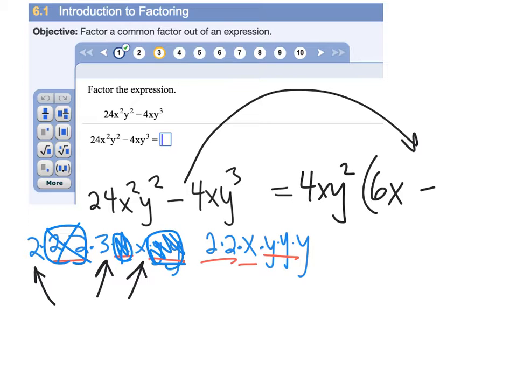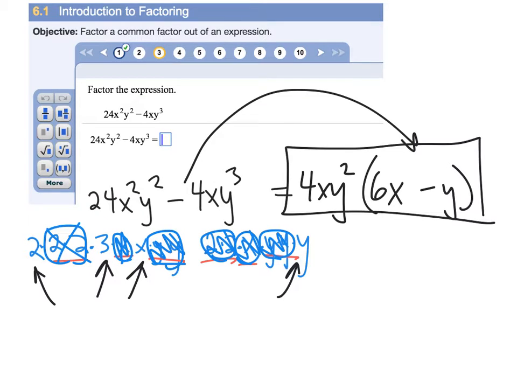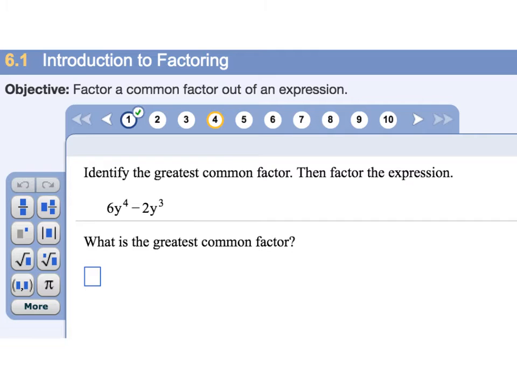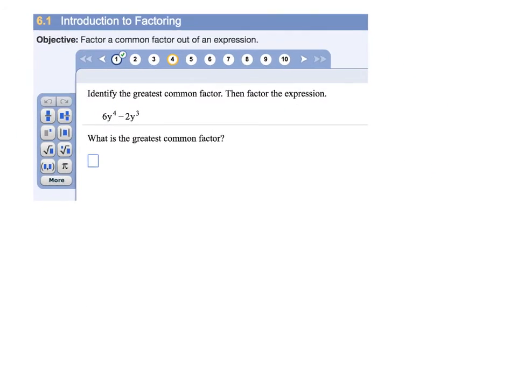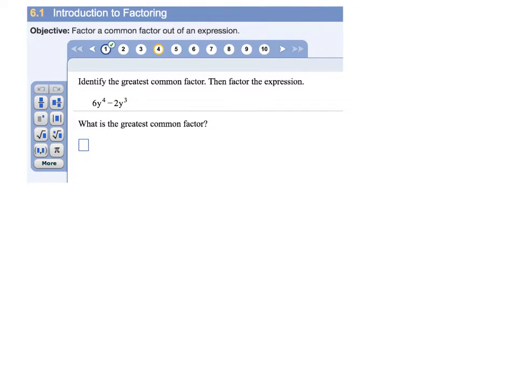Well, when we factor out the 4, we factor out the x, and we factor out the y squared, what are we left with? Just a y. And that is our factored form. This is the exact same kind of stuff. They're just kind of asking it in a different way.